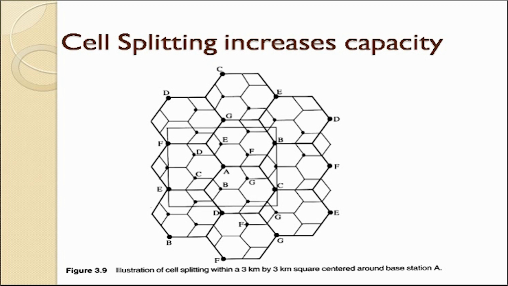Cell splitting increases the capacity of the cellular system since it increases the number of times that channels are reused. So this is the general concept of cell splitting, how to increase system capacity based on the cell splitting concept. Thank you.